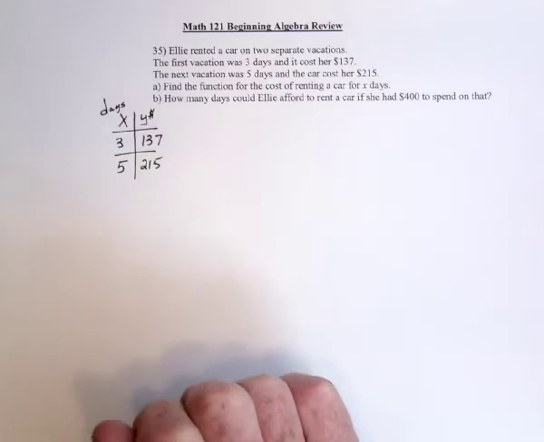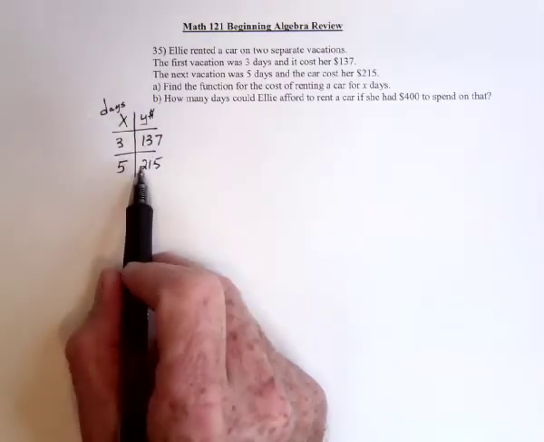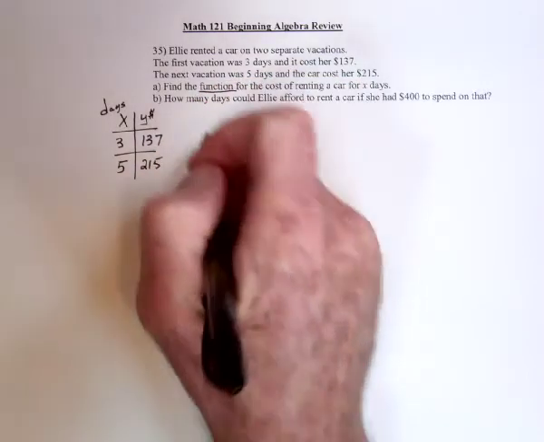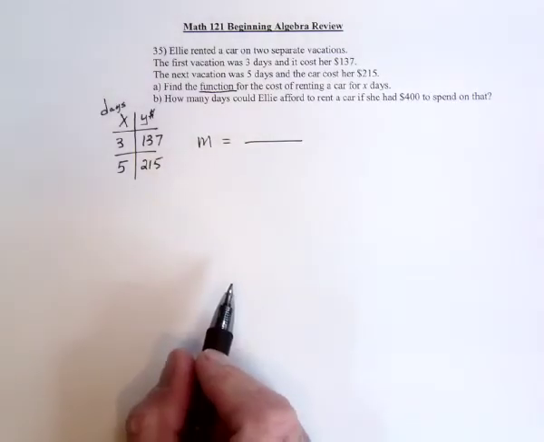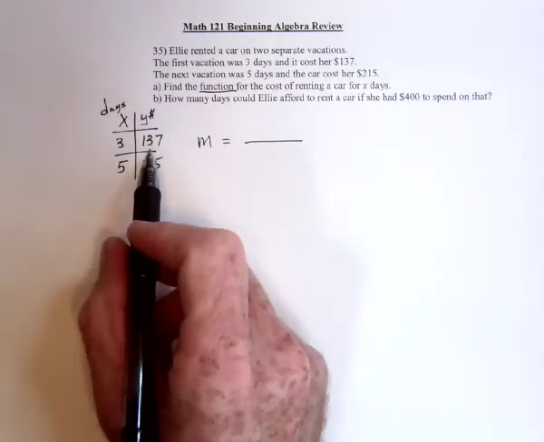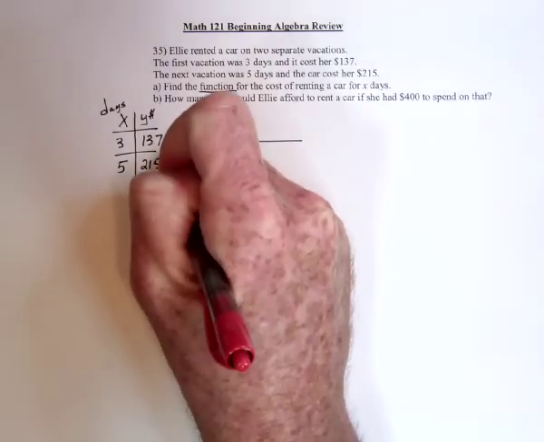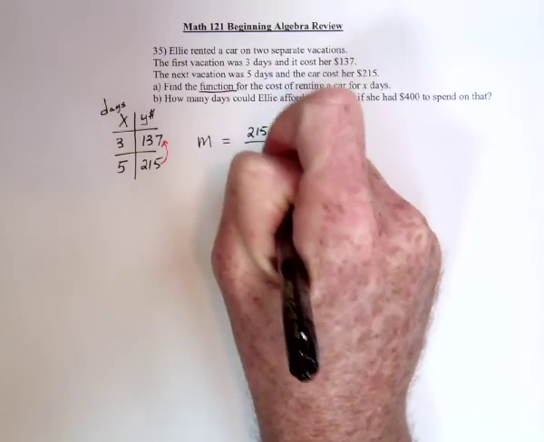Okay, find a function. Well, if we have 2 points, then we're finding the equation of a line. So in this case, the function is going to be a line. For a line, one thing we need is the slope. So to find slope, you subtract the two y values. So I'm going to subtract in this direction, the bigger number minus the smaller number. So there's the y's. 215 minus 137.